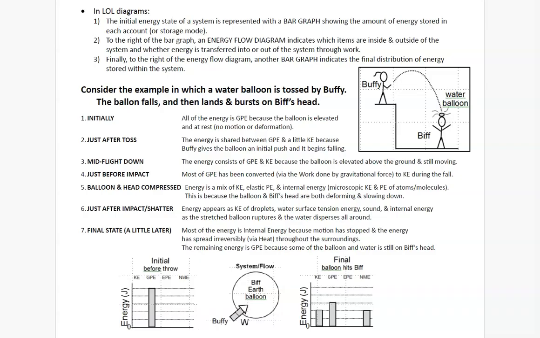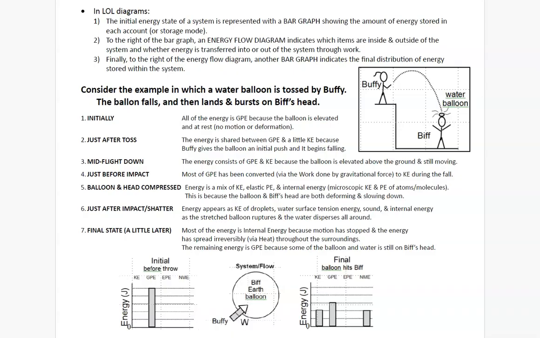So the initial energy state of a system is represented by the first bar graph. You basically see a variety of bars that are labeled with different types of energy. And in this case, there are four spaces for bars, though only one bar is represented here. The bars are kinetic energy, KE, gravitational potential energy, GPE, elastic potential energy, EPE, and non-mechanical energy, NME. So those are the four spaces, and the bars represent how much of the energy is in each of those forms. And we'll get to that diagram in a minute.